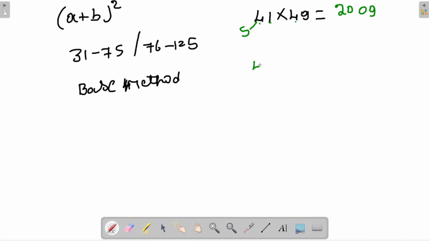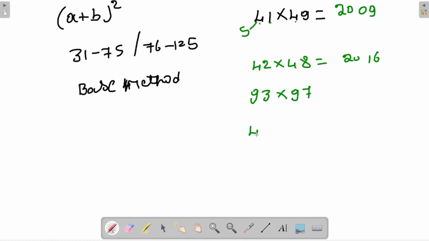I'll repeat one more time. For example, 42 into 48, can I apply this method? Yes or no? Because if I add the unit places they are 10, and remaining numbers are same, then I can apply. 2 8s are 16. 4 next number 5, 4 5s are 20. I can apply this method also. 93 into 97, can I apply this method also? Yes, I can apply.